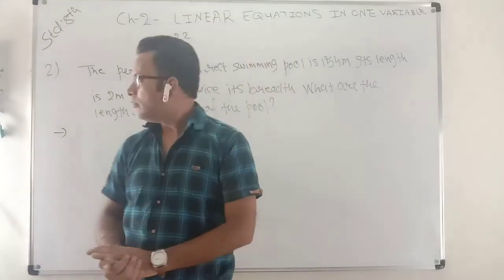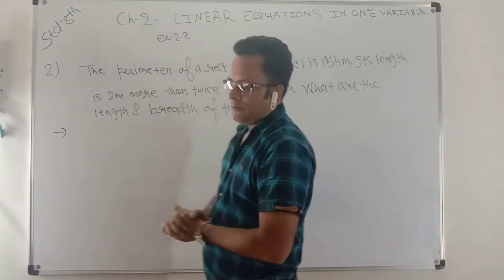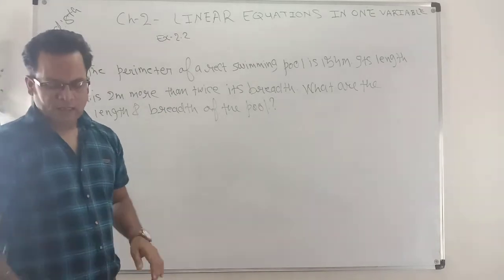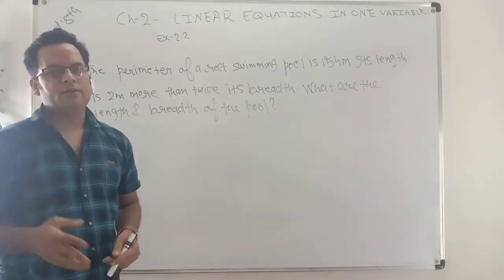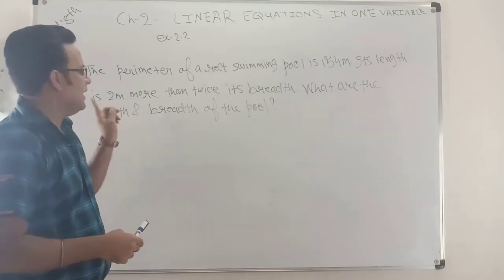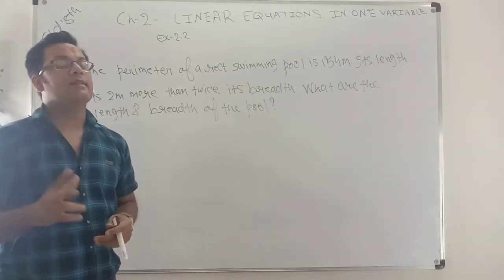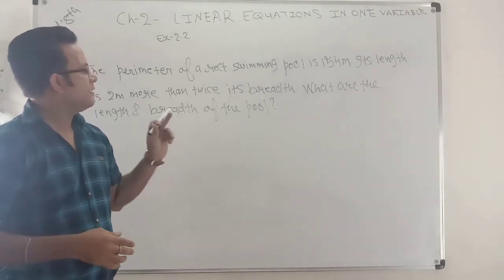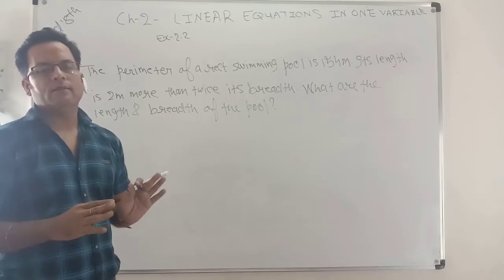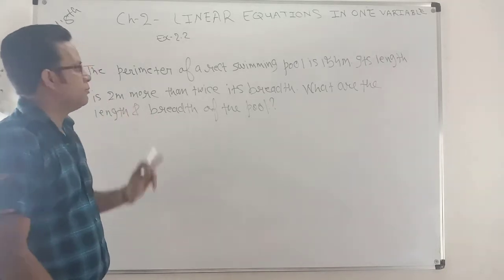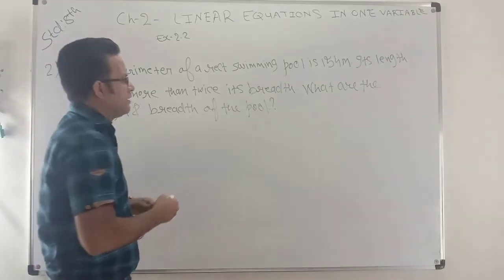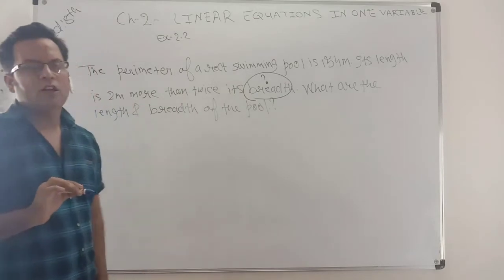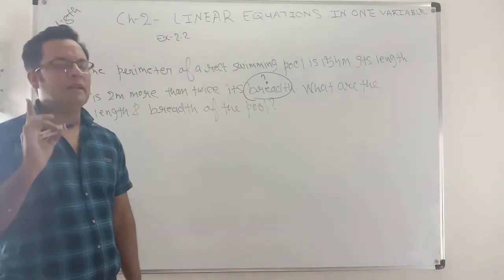And now question number 2. The perimeter of rectangular swimming pool is 154 meter. It means perimeter is already given. Its length is, now see, things are written because sometimes what happens that you may be confused that what to suppose. Here about length, thing is given, that length is 2 meter more than twice its breadth. About breadth nothing is given. So first of all we have to suppose breadth.